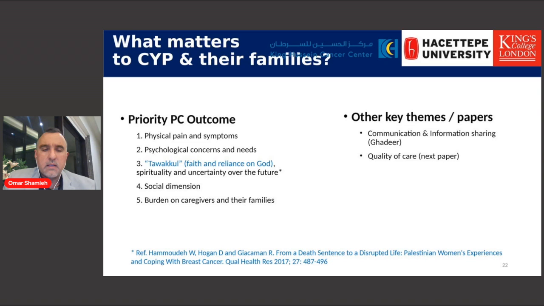And again, among the priorities, physical pain and symptoms was a major problem, as were psychosocial concerns and needs. And there is the faith and reliance on God. Spirituality and uncertainty over the future were also of major importance for them. The social dimension and burden of caregivers again exists. The other themes were communication and information sharing and quality of care. That's another study which we are planning to publish soon.